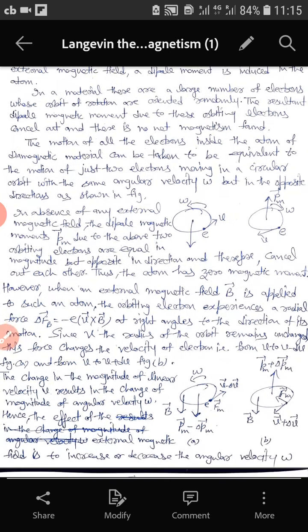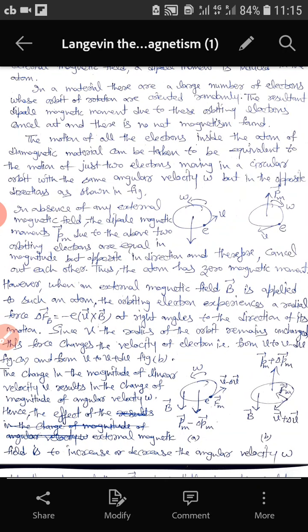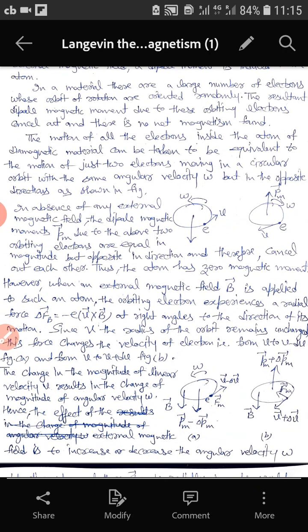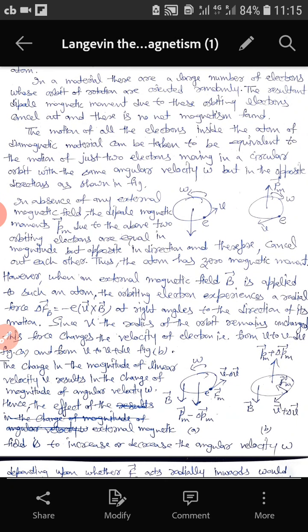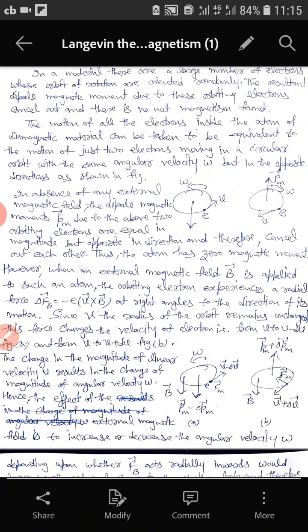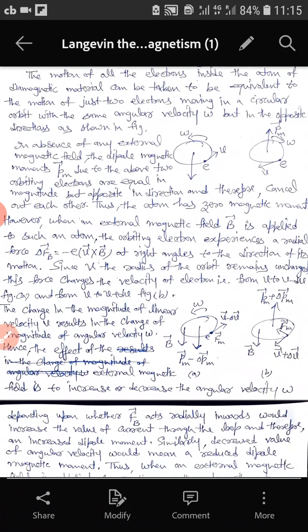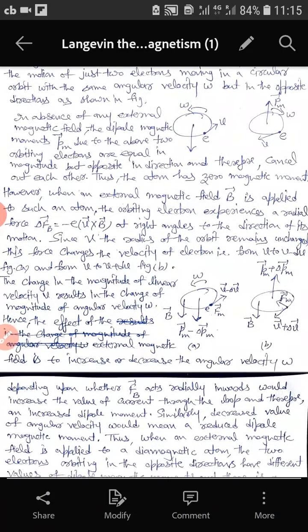In the absence of an external magnetic field, the magnetic dipole moments Pm due to the above two orbiting electrons are equal in magnitude but opposite in direction. Therefore, they cancel out each other and the atom has zero magnetic moment. Net magnetic moment will be zero for a diamagnetic material.